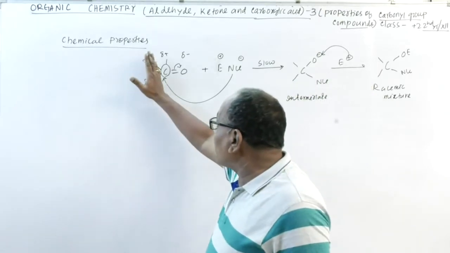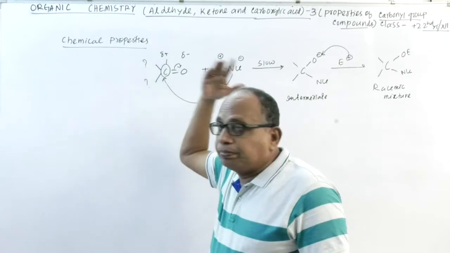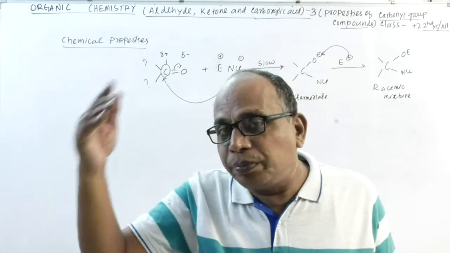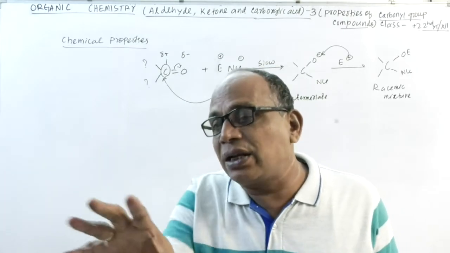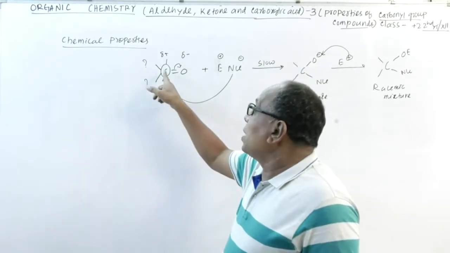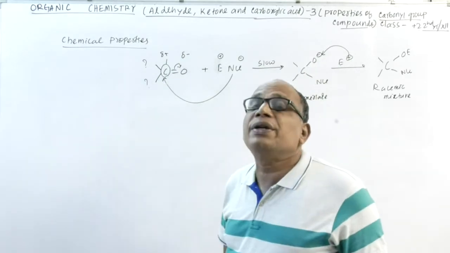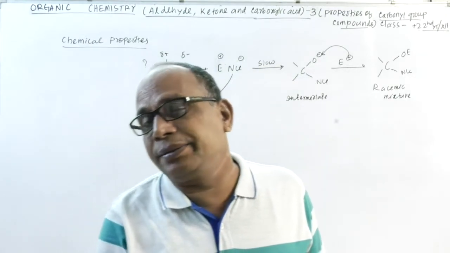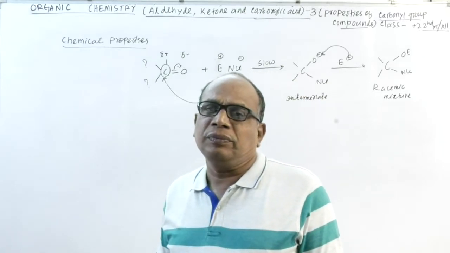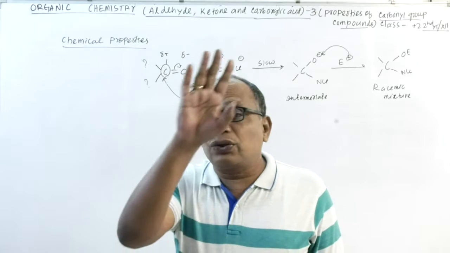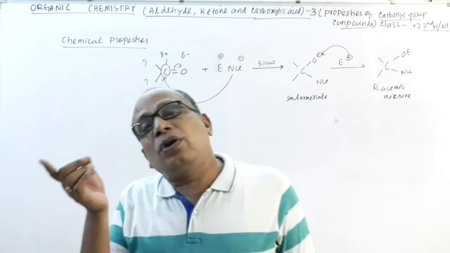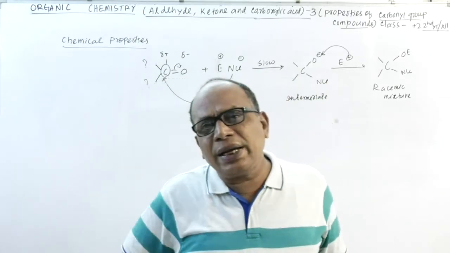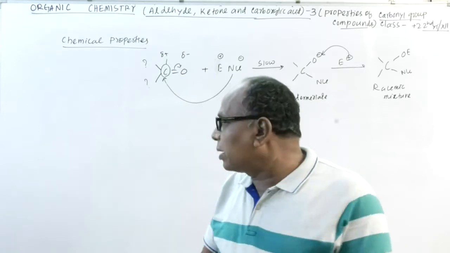If the carbonyl group is bonded with an electron donating group, which can donate electrons to the carbon atom, the positive charge of the carbon atom decreases. When the positive charge of the carbon atom in the carbonyl group decreases, the nucleophile will not attack so easily. When the nucleophile does not attack so easily, the reactivity decreases.